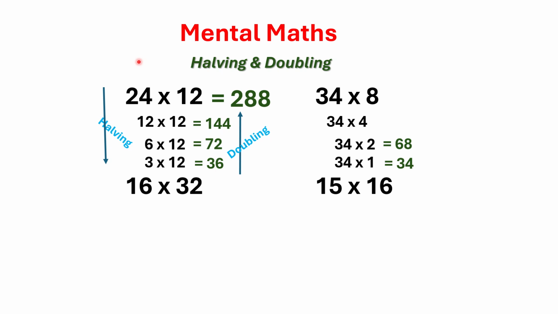Times 4 is double of 34 times 2. It's 68 plus 68. 60 plus 60 is 120. 8 plus 8 is 16. 120 plus 16 is 136. That means 34 times 8 is 136, doubled. So it's 272. So we can do this mentally. If you go down, you halve. When you are going back, you are doubling.